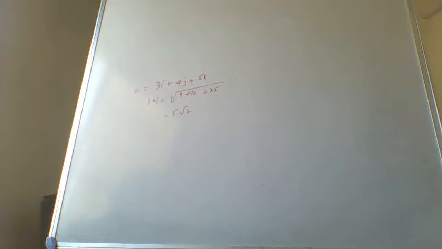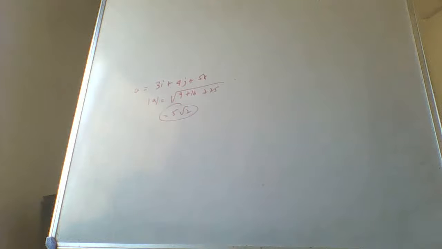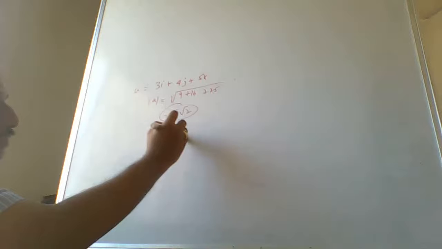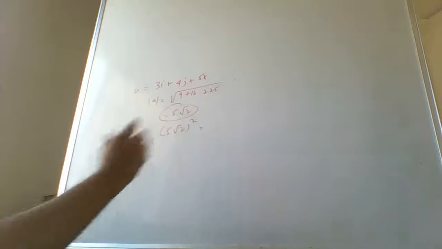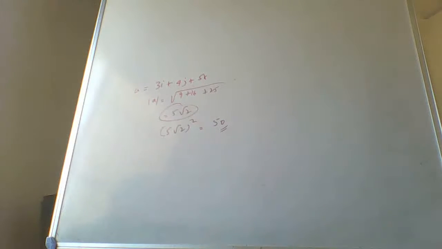So this would be one side, or the length, of the square. I need the area, so the area would be the square of this. So I get 50. So this is the solution. Please remember how to do it.